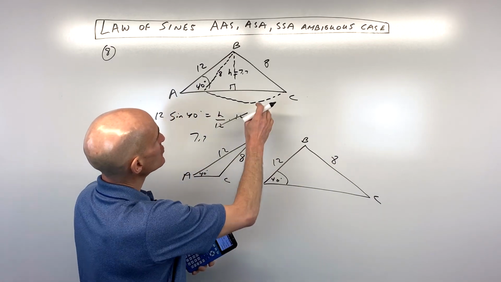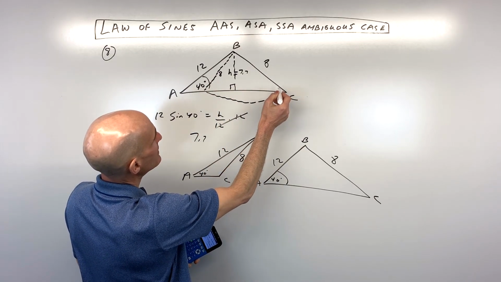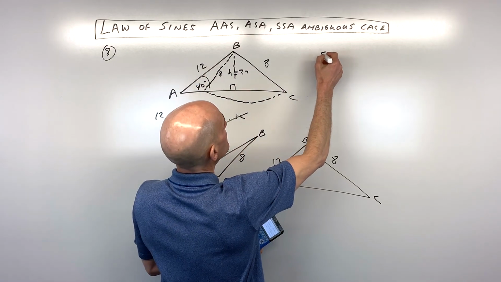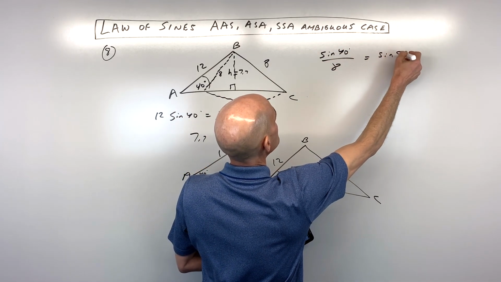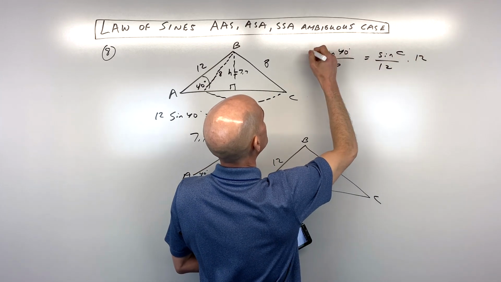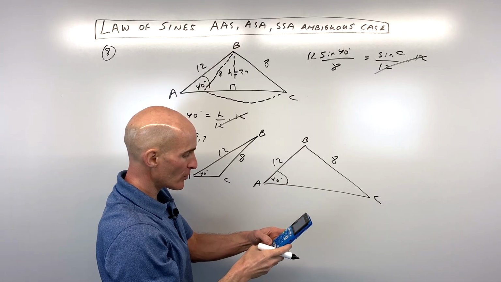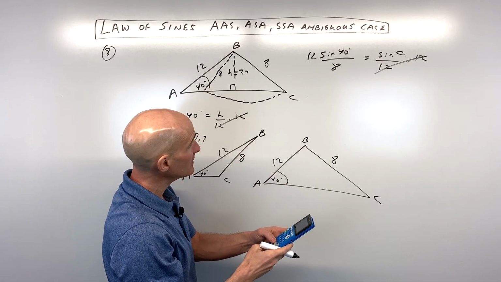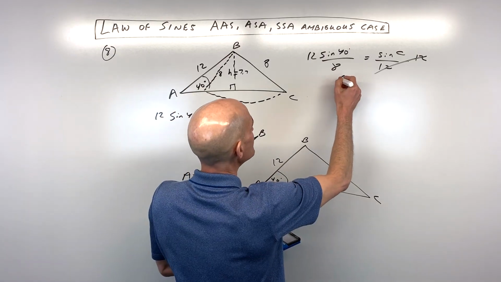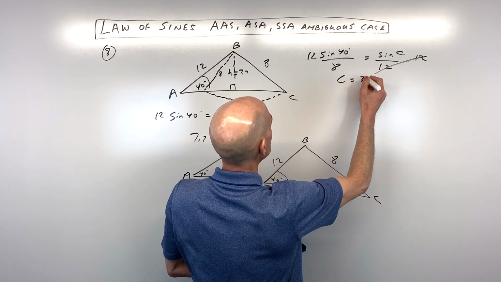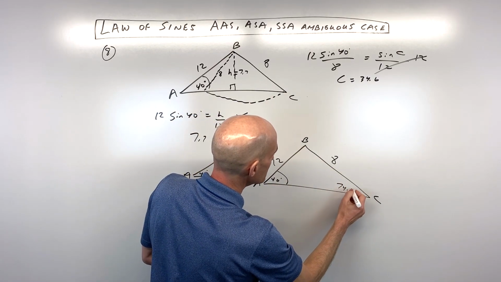Okay, so now we need to solve for angle C. Why angle C? Because we've got a pair. Sine of 40 over 8 equals sine of C over 12. Let's write that down. Let's multiply both sides by 12, and then we'll take the sine inverse of both sides. So 12 sine 40 divided by 8, and take the sine inverse. Okay, I'm getting 74.6. So which triangle is that for? Well, you can see it must be for this one right here, 74.6.